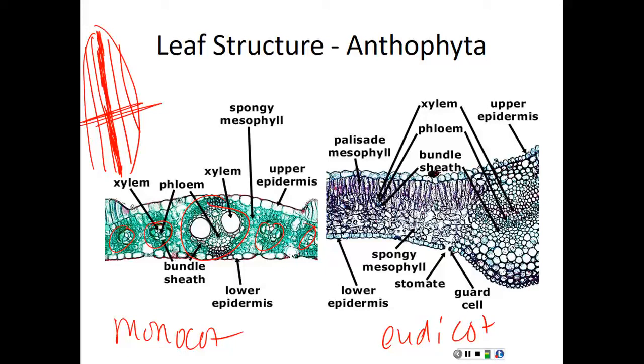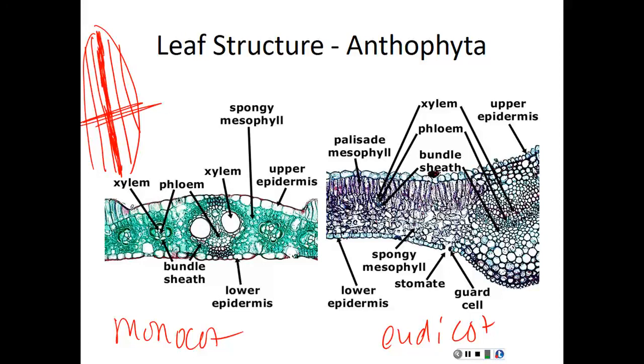Also, what we're going to see in the monocot leaf is a tissue known as mesophyll, and mesophyll are the cells that contain lots of chloroplasts and do the job of photosynthesis. In the monocot leaves, we just have one kind of mesophyll.